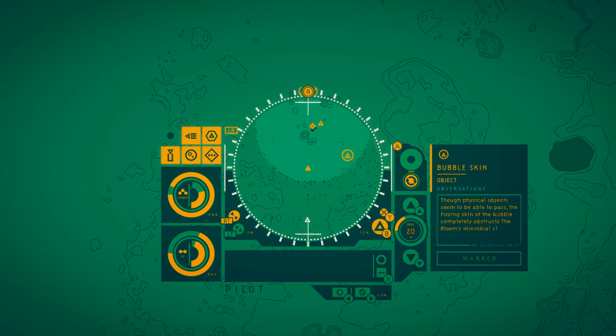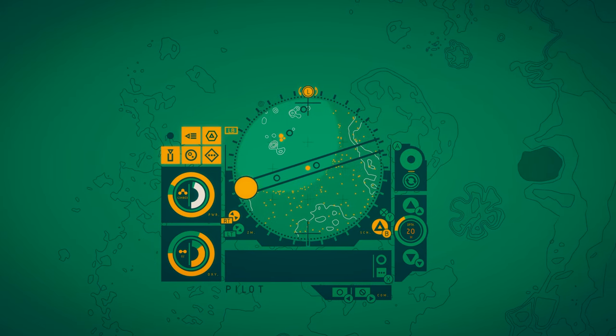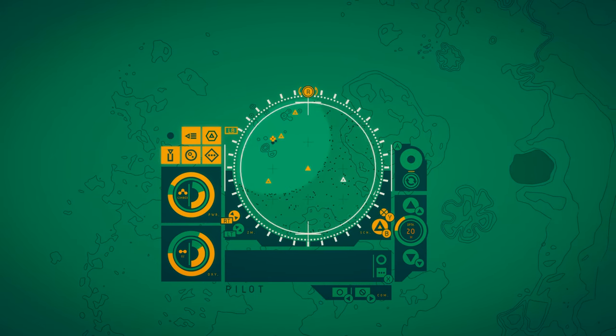Bubble skin. Though physical objects seem to be able to pass, the fizzing skin of the bubble completely obstructs the bloom's microbial clouds. I kinda wanna go this way. Nah, don't be silly. Just get to the lab, and then hopefully we can move through this stuff easier afterwards.